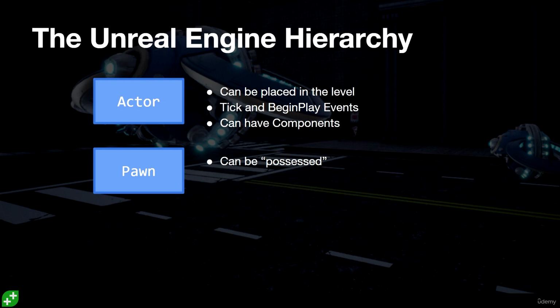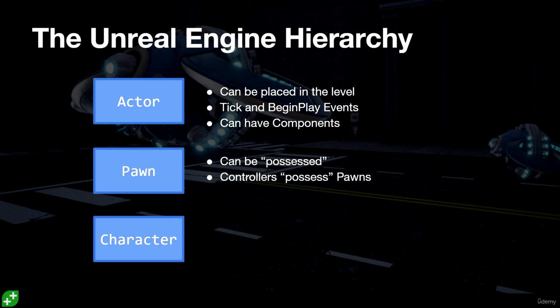A controller is designed to take input from a user, such as pressing a key on the keyboard or moving the mouse around, and the controller can use that input information to manipulate or move the pawn that it has possessed. So we say that controllers possess pawns. And this is the way that Unreal Engine allows us to control any objects in the game.